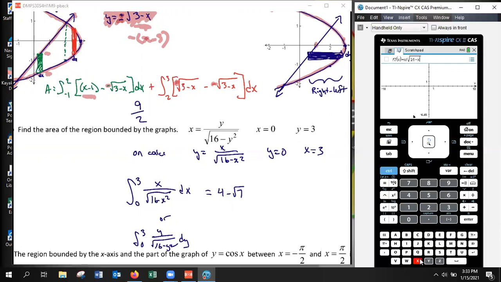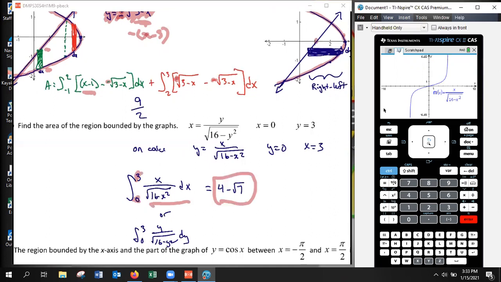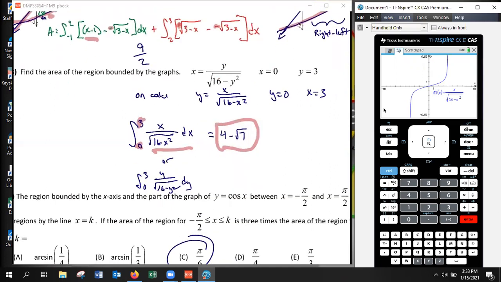What I'm doing is graphing this through inverses. So there's my x over the square root of 16 minus x squared. This is going to be bounded by y equals 0, which is my x-axis, and x equals 3. So x equals 3 is going to be right here, which means that I can take the integral from 0 to 3 of our function, which ends up being 4 minus the square root of 7. Now, we could do this on the calculator, assuming we understand what that orientation looks like. So this is what we see in the calculator.